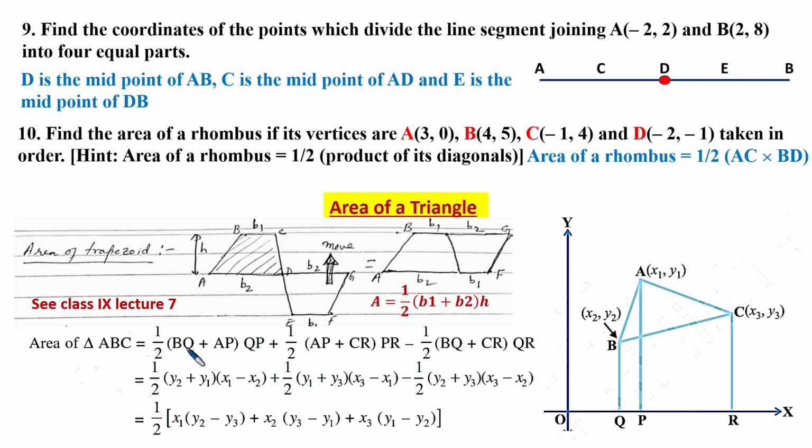Now all this I can write. What is BQ? Here y is 0, so y2 minus 0 is y2. And then this is y1, so this base is y1 minus 0, which is y1. And then this is the height, x1 minus x2. This is QP. Similarly for this one also, you see it and you get this formula. So this is the formula for triangle ABC given the coordinates x1, y1, x2, y2, x3, y3. You write it this way and you get the area of triangle ABC for 3 given coordinates.